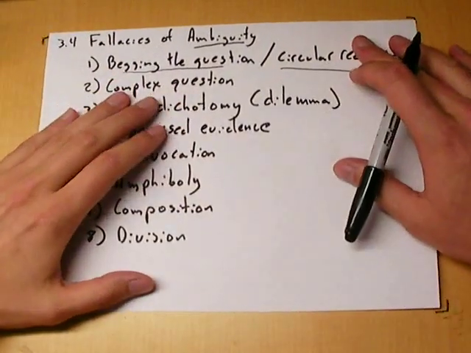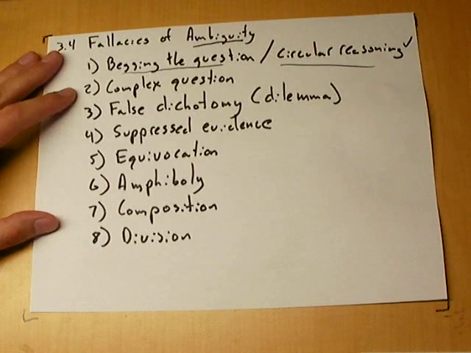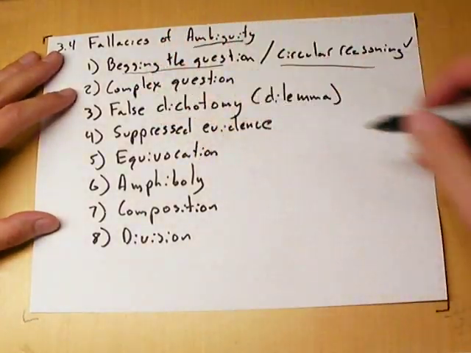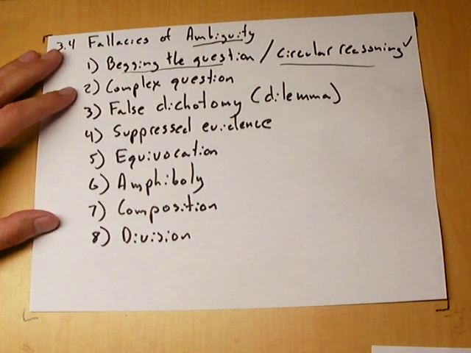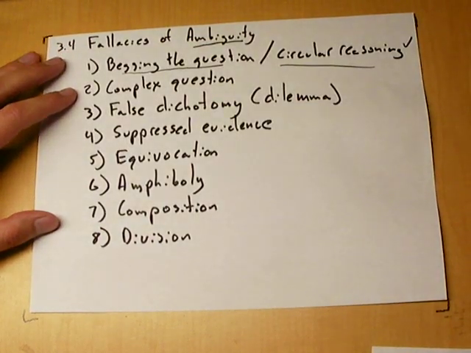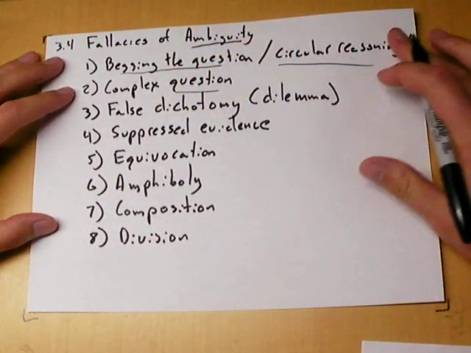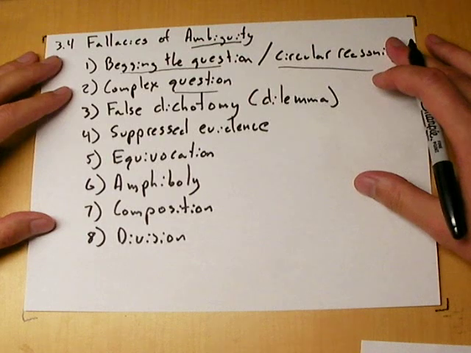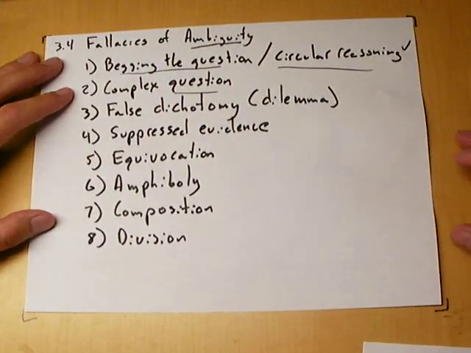So one down, which really kind of became two, which leaves us with 7 more to go. But number 2 on the list, actually, is quite easy. It's known as a complex question. And the dead giveaway on a complex question is that, well, it poses a question. Now, of course, not all questions clearly are fallacious. It's only a fallacious question if it turns out to be complex.